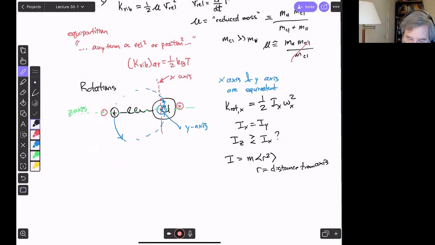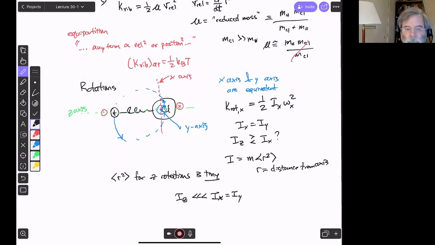So in fact, the average value of r squared for the z rotations is tiny compared to the other ones. And so I sub z is much, much, much less than I sub x, which is equal to I sub y. So that's where we're going to leave it for today. Next time, we'll explore what the implications are for that in terms of the physical properties of molecules like this. All right, thank you.